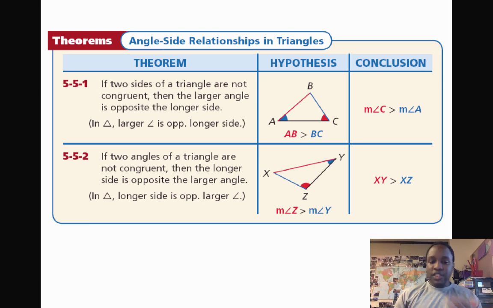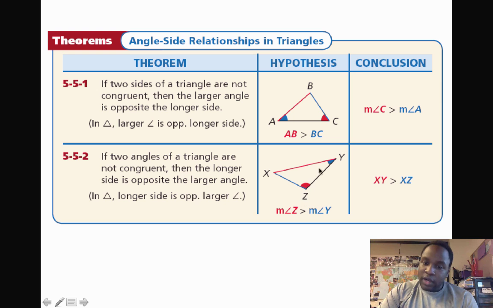Okay, so if two sides of a triangle are not congruent, like AB is greater than BC, the length of AB is greater than the length of BC, then the larger angle is opposite the longer side. So since AB is the longest side, the measure of angle C must be larger than the measure of angle A, because the longest side is across from the largest angle. And then the other way around works as well.